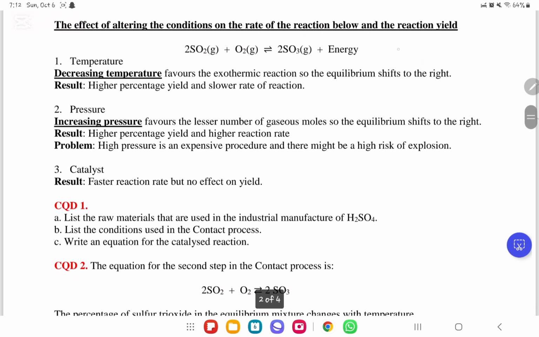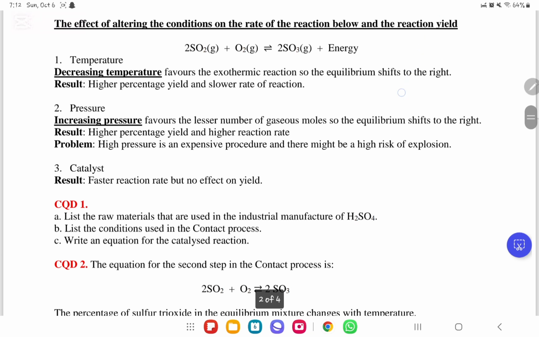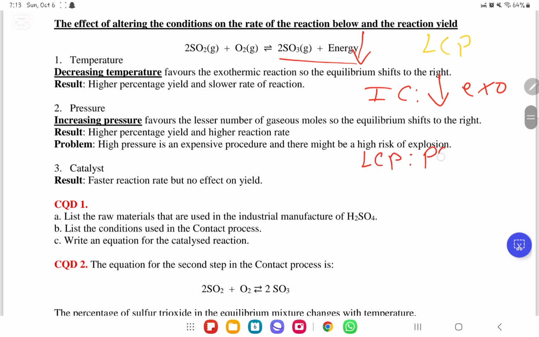So now we're gonna see the effect of altering the conditions on the rate of the reaction below and the reaction yield. So basically they're doing Le Chatelier's principle, the equilibrium. So temperature, we know that it's an exothermic reaction, so if we decrease the temperature according to Le Chatelier's principle, our imposed change is that the temperature of our exothermic reaction decreased. According to Le Chatelier's principle, there will be a partial counteraction.